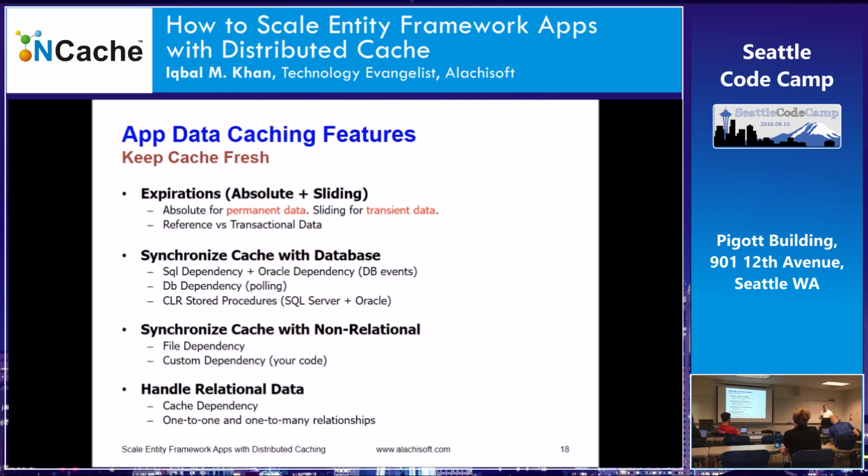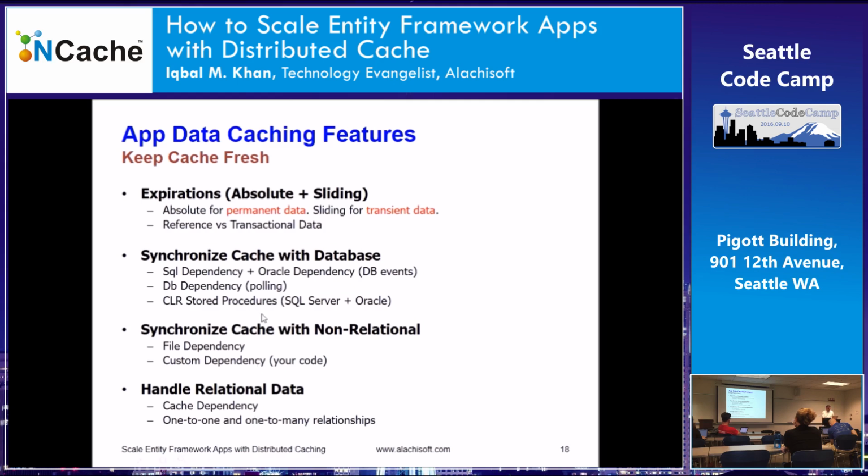Or you can implement your custom dependency, which is your code that gets called every 15 seconds to go and monitor your data source. So let's say your data source is Azure, or it's somewhere in the cloud, so you need to make some web method calls or something. That's your custom dependency. That's your code that will live on the cache cluster. The cache will automatically call your code, and your code will go and check that specific data and tell the cache, oh, that data has changed. So the cache will remove the corresponding cached item from the cache.